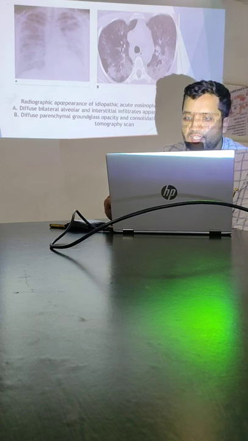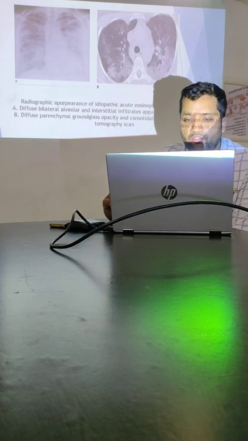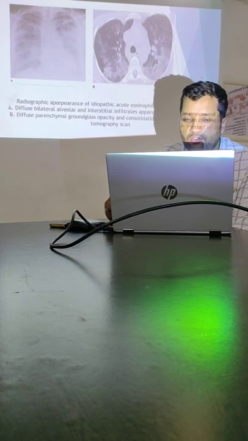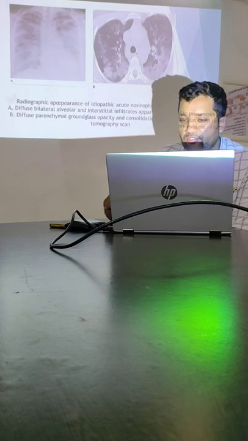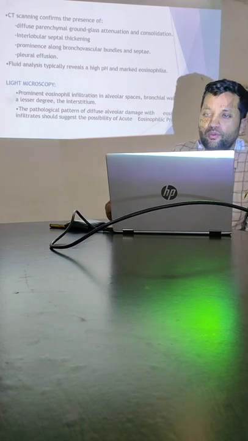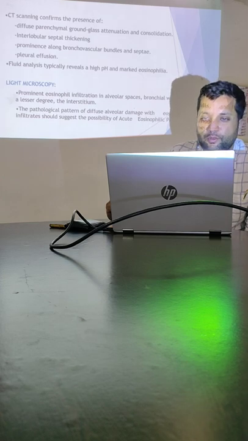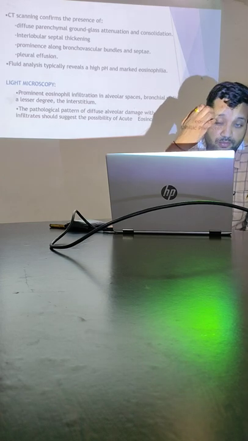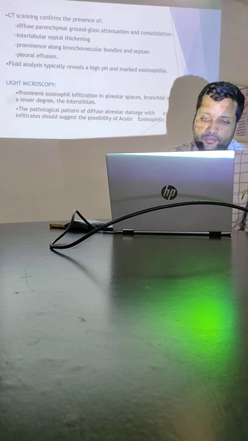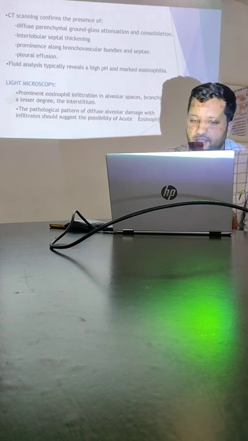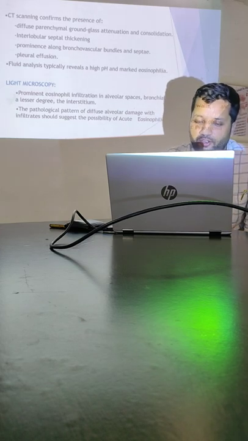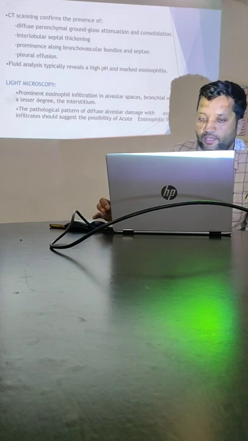This is an X-ray and CT chest of this patient. Radiographic evidence of idiopathic acute eosinophilic pneumonia shows diffuse bilateral alveolar and interstitial infiltrates on the chest radiograph. Diffuse parenchymal ground glass opacity and consolidation are indicated on CT scan. CT scan confirms the presence of diffuse ground glass opacities and consolidation, interlobular septal thickening along the bronchovascular bundle, and pleural effusion. BAL fluid analysis typically reveals a high pH and marked eosinophilia. Light microscopy shows prominent eosinophil infiltration in the alveolar space, bronchial wall, and to a lesser degree the interstitium. The pathological pattern of diffuse alveolar damage with eosinophil infiltration suggests the possibility of acute eosinophilic pneumonia.